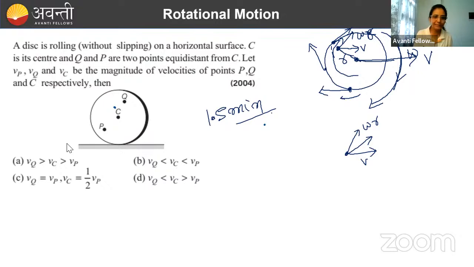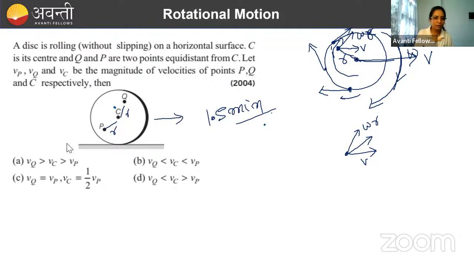So CQ and CP are at the same distance. So if this distance is r, this is also how much? R. That is given in the question. But we will have to look carefully at the orientation of velocity because of rotation and translation. Again, because of translation, every point will have the same orientation.